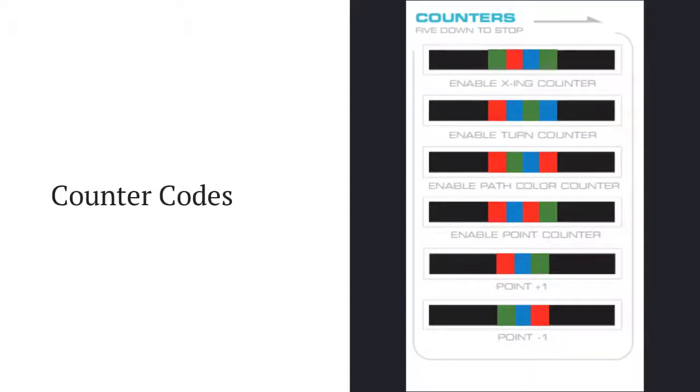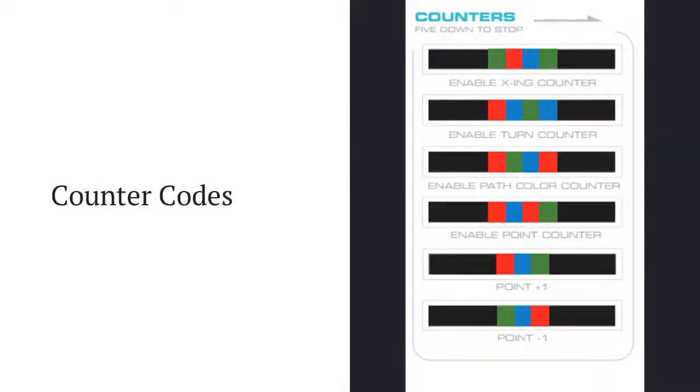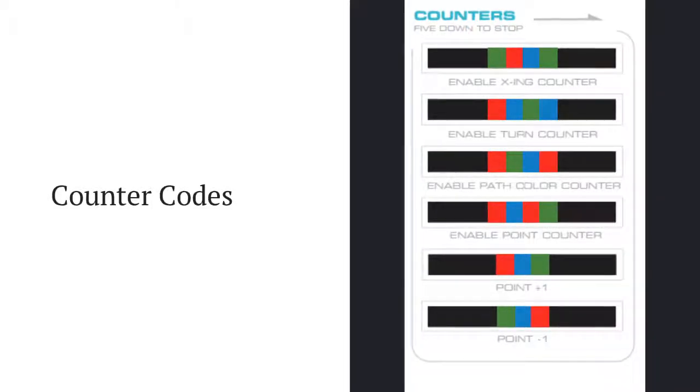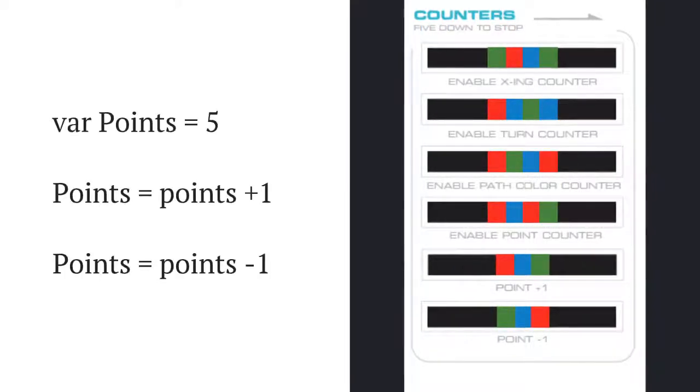To enable a variable in the color code language, use one of the counter codes. Most of these will simply count five features along Ozobot's line, intersections, turns, color changes, etc., then make Ozobot stop in its tracks. Enabling the point counter allows you a little more control over the variables.